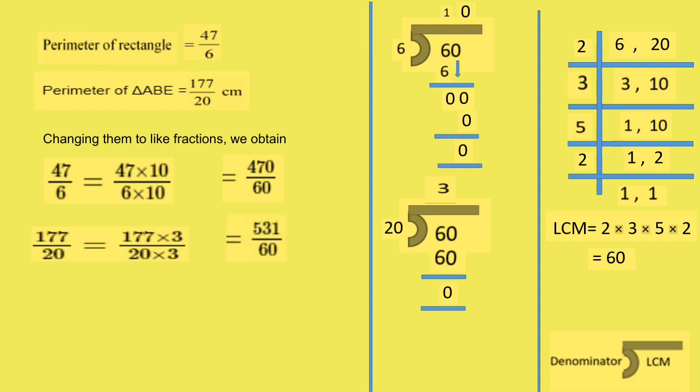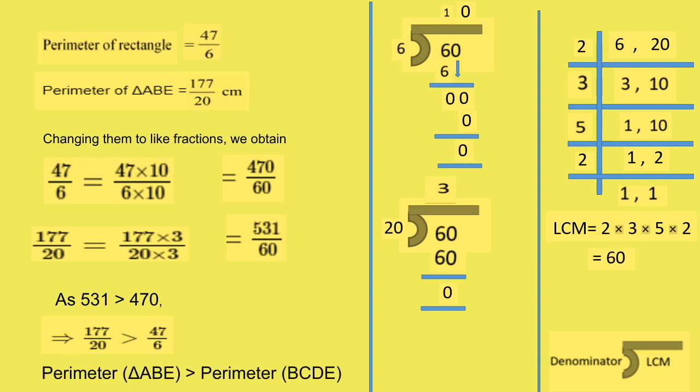Look here, the denominators are same. So just looking at the numerator, you can say which one is lesser and which one is larger. Here the rectangle is lesser than the triangle. 531 is greater than 470. So the triangle is the larger. The perimeter of the triangle is large. So the perimeter of triangle AB is greater than the perimeter of rectangle BCDE. You have to write the answer like this.